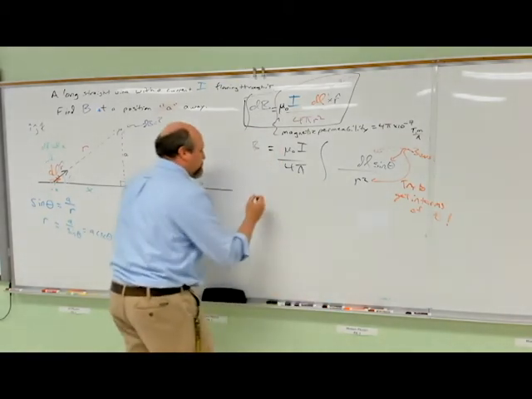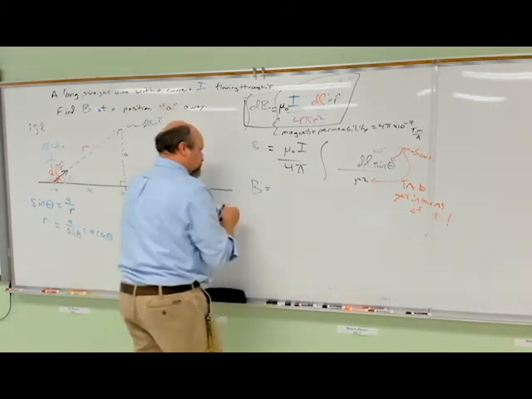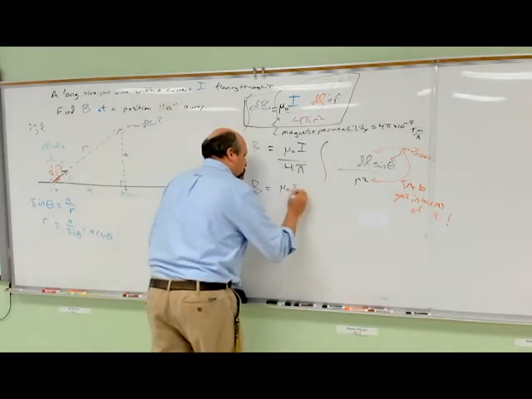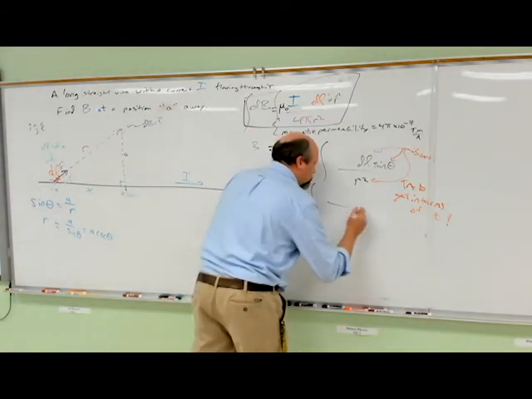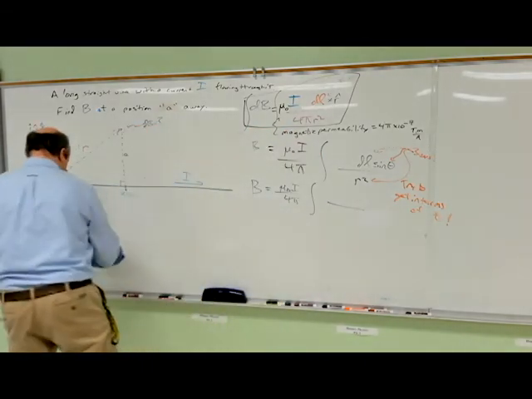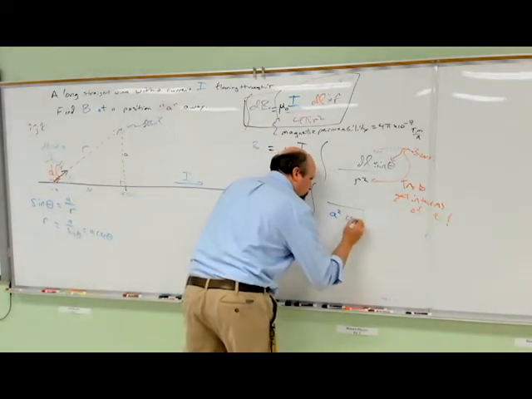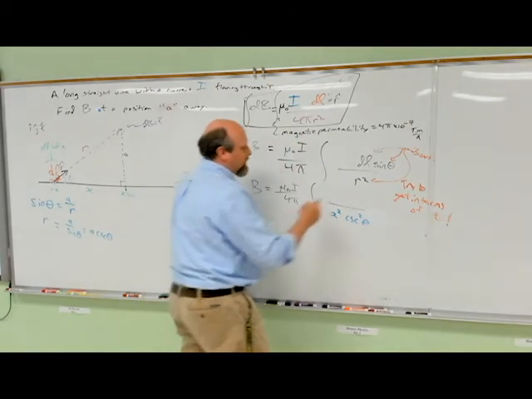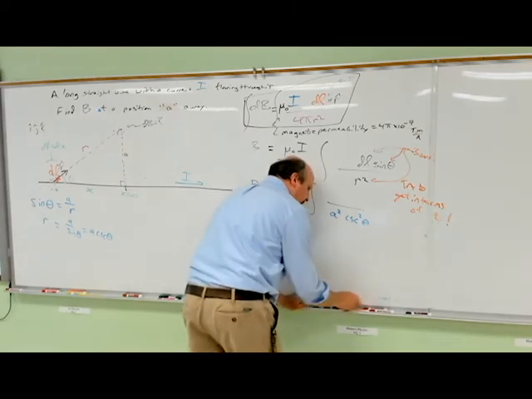Again, I'm trying to find that B field strength. Do it like this. I already pulled out that mu naught I over 4 pi. Now, down in the denominator, I'm going to square this a cosecant theta. A squared cosecant squared theta, yeah? That's what you get. Okay, now the top part. That dl is really a dx, right?